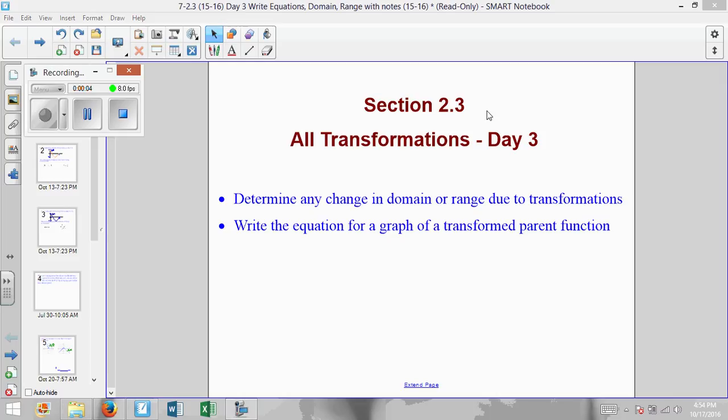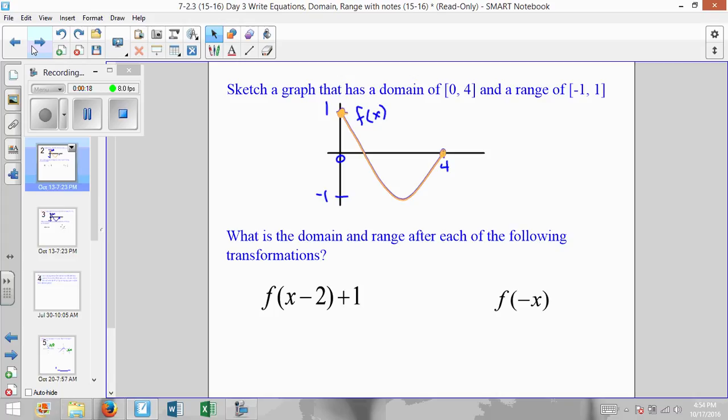Today we're going to be doing section 2.3. It's the third day and we're going to put a bunch of transformation things together. So for instance, we're going to be doing domain and range and we're going to be writing equations based on the transformed parent function. So let's start with this example here.